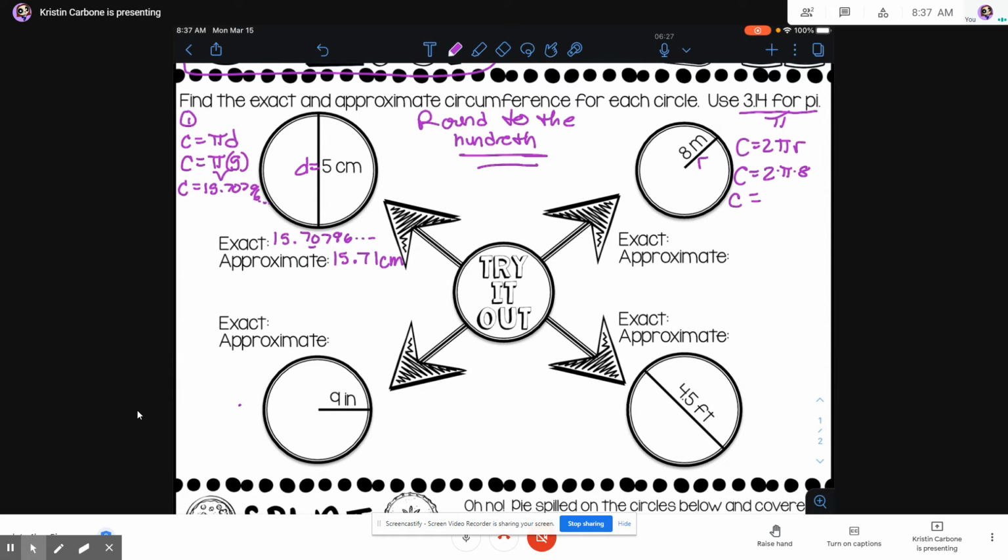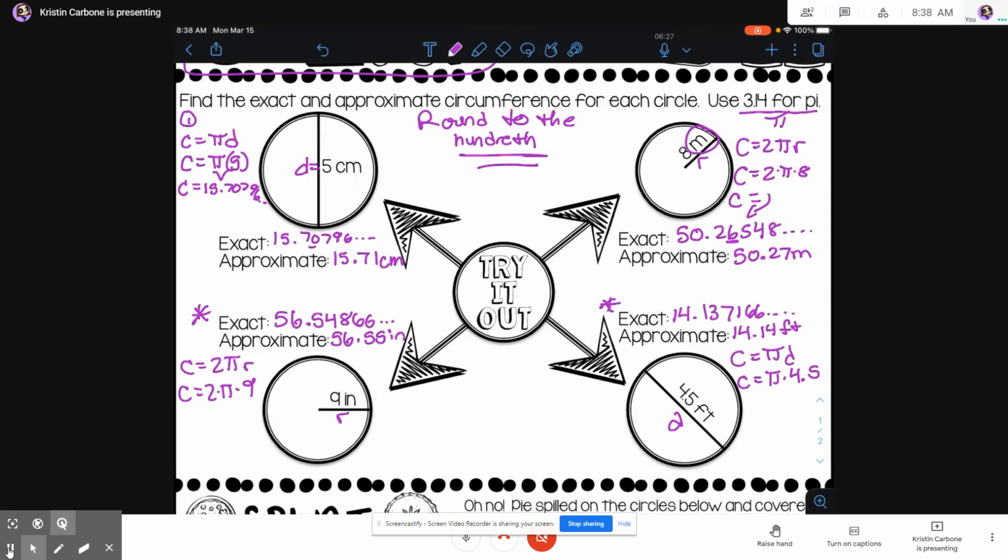We get 2 times pi times 8, which gives us an exact value of, which I'll just write down here, 50.26548... Rounding to two places, that 5 tells us to round up, so you get 50.27 meters. All right. What I want you guys to do is I'd like you to try these two on your own, pause the video, and then check your answers in a moment.